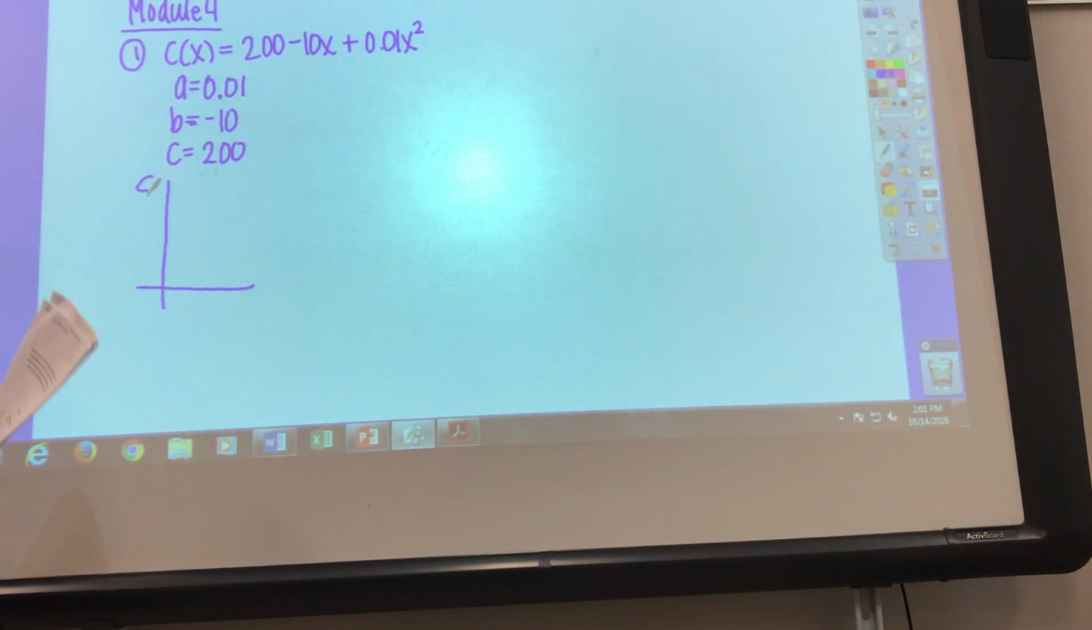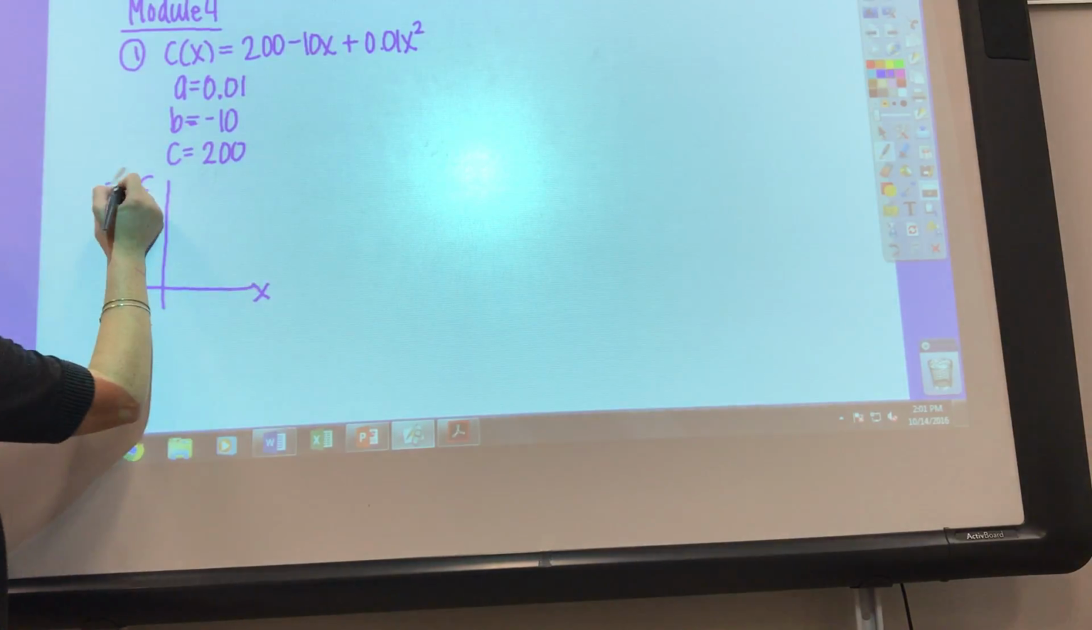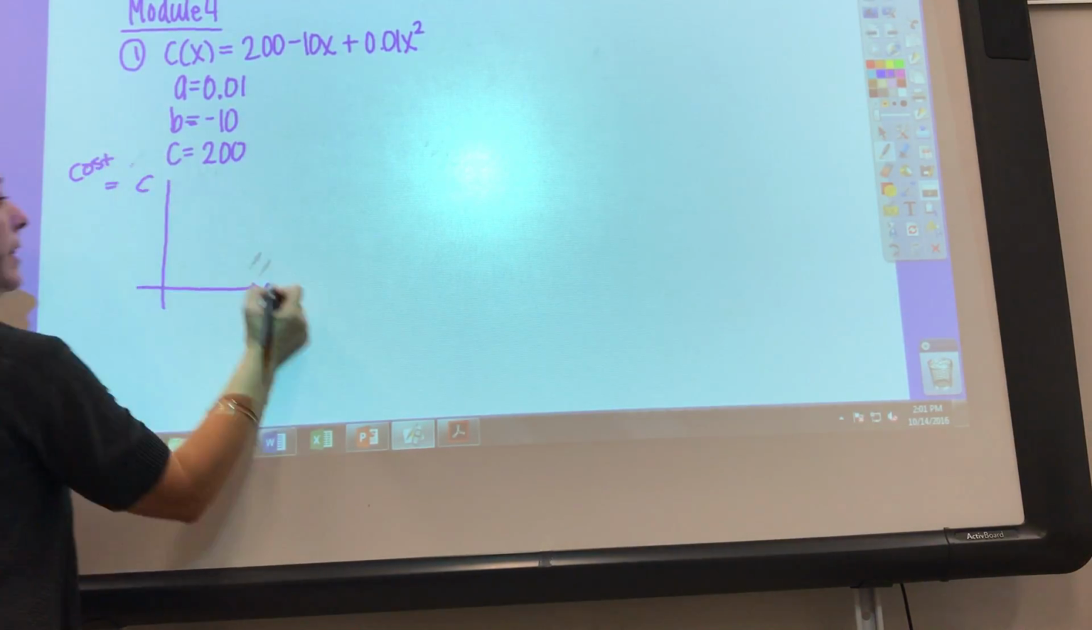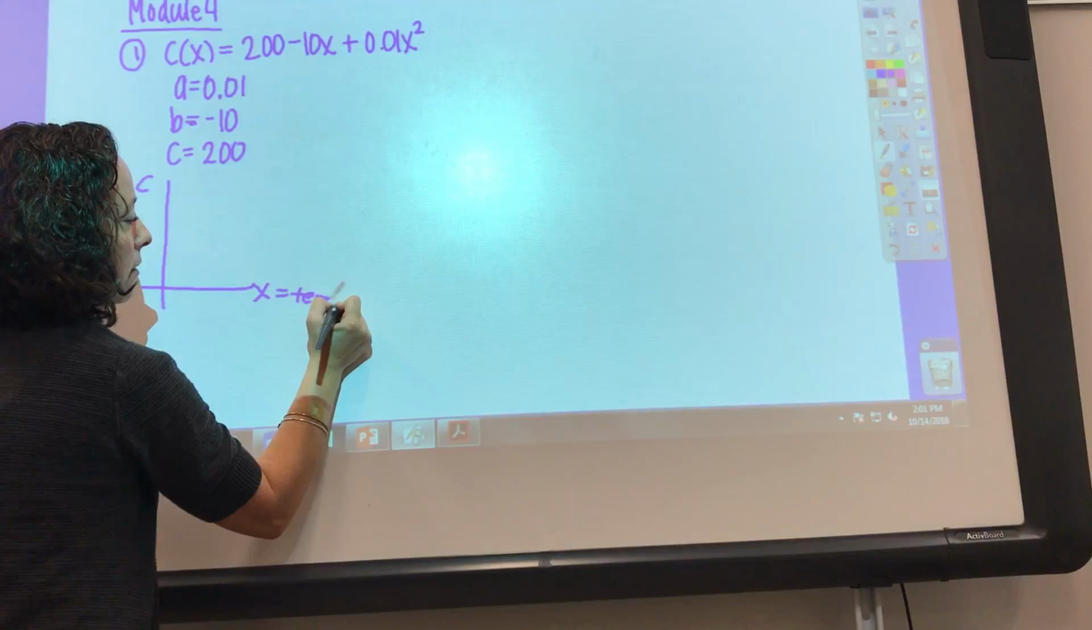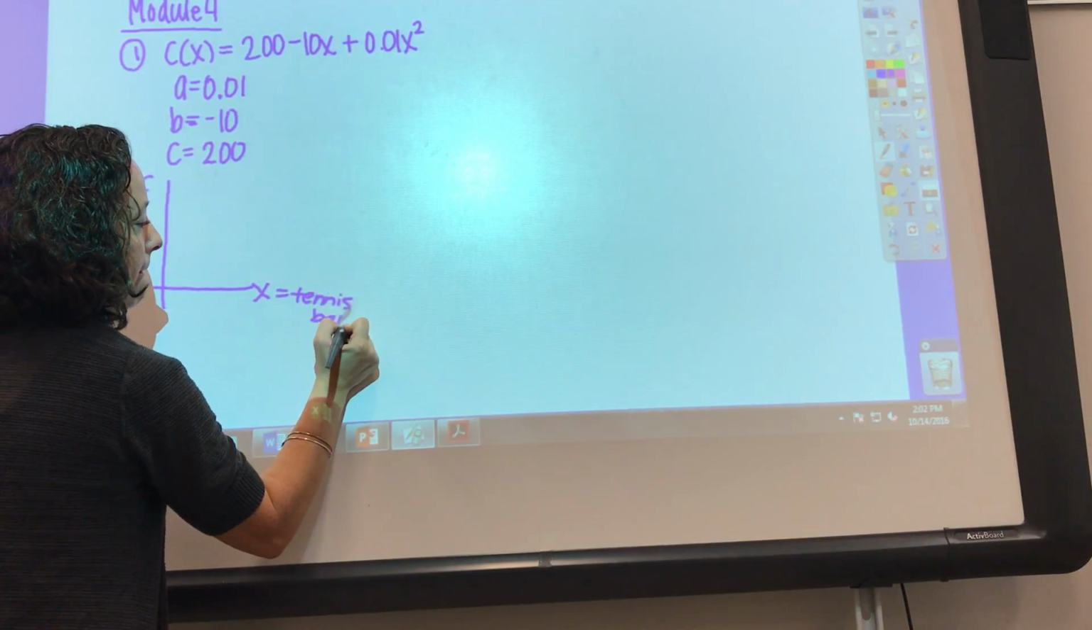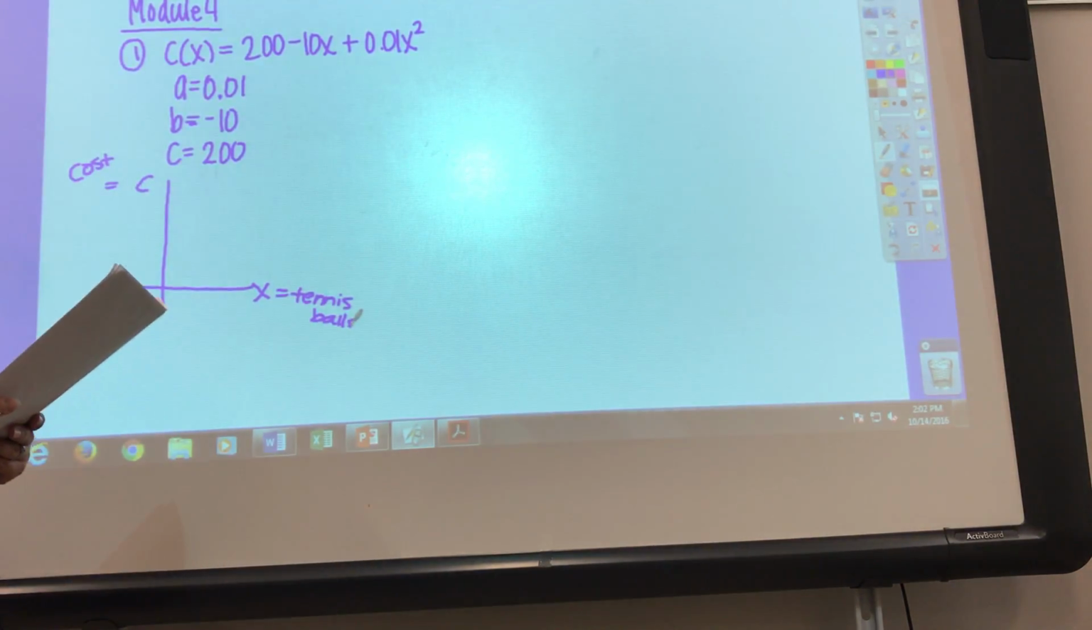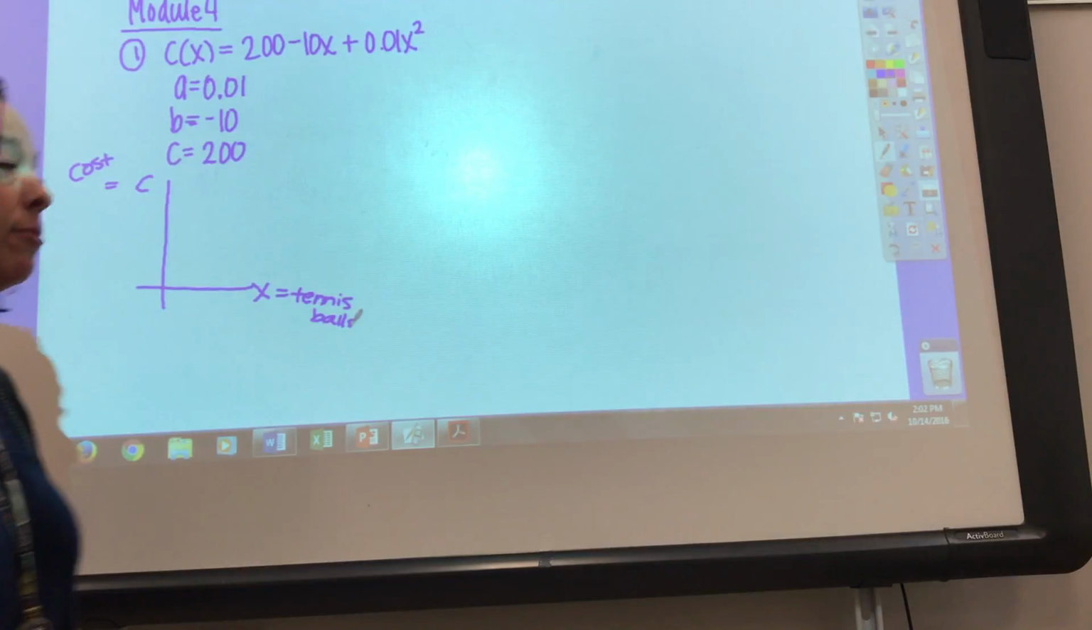Look at your problem. So go to Module 4, look at number 1. What does it tell me X is? The number of tennis balls. So this is cost, and this is tennis balls. Now, the question says, what number of tennis balls will produce the minimum?